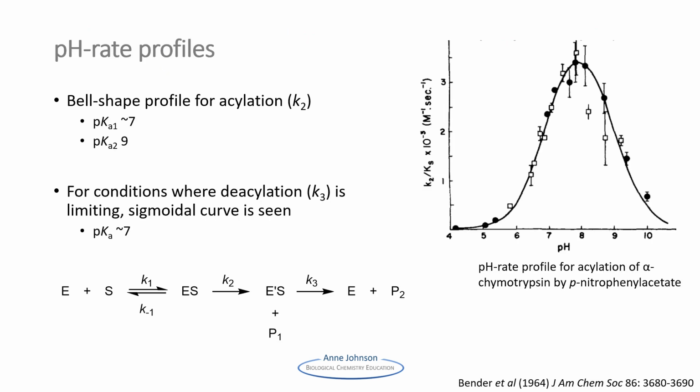pH rate profile studies showed a bell-shaped curve for the acylation of the enzyme under conditions in which the deacylation reaction is not rate limiting. This curve has an inflection point at about pH 7 and a second inflection point at about pH 9. Under conditions where the deacylation is rate limiting, the curve is sigmoidal with only the inflection point at about pH 7. This inflection point suggests the involvement of a histidine residue in the catalytic mechanism and is in agreement with the affinity labeling results we discussed on the last slide.